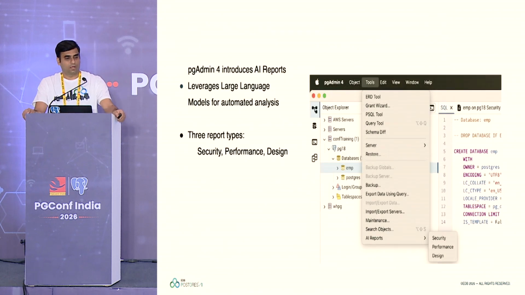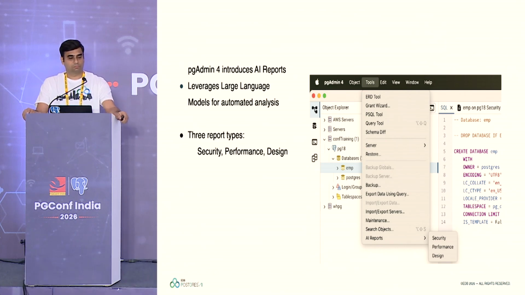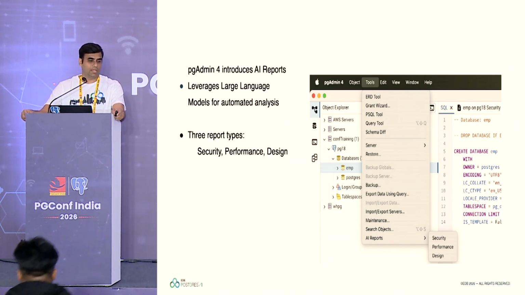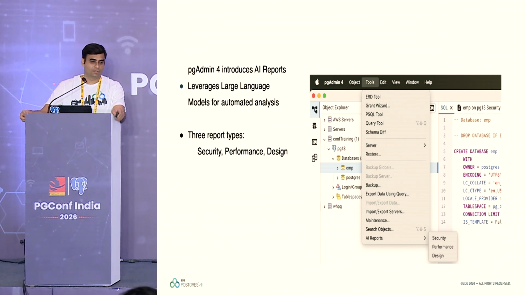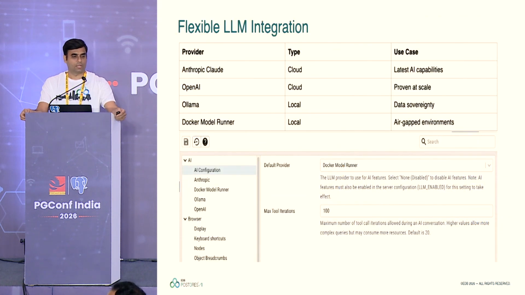So here, pgAdmin 4 introduces the AI reports. pgAdmin provides AI-empowered automated analysis using LLM models. We have three kinds of reports: security, performance, and design, which you can access from the Tools menu, as I have shown in the screenshot.